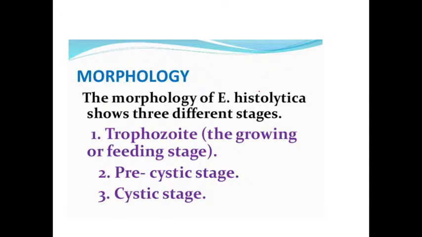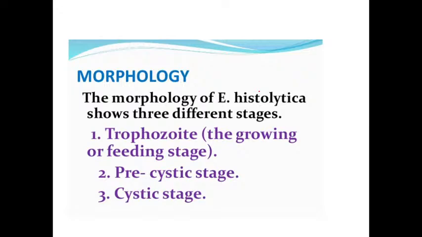Entamoeba has 3 different morphological stages. When we studied Plasmodium also, we said many morphological stages are there in protozoans, like trophozoite, merozoite, and so on. Here also they have mainly 3 different stages. The first one is trophozoite. The morphology of Entamoeba histolytica has 3 different stages.